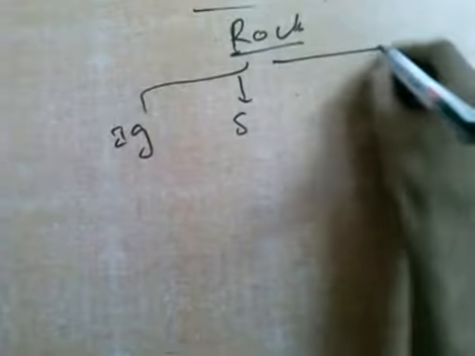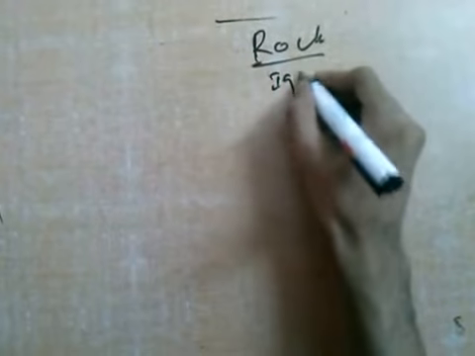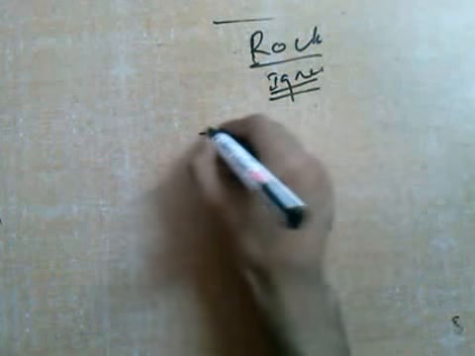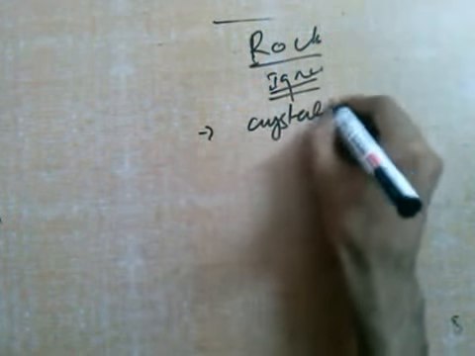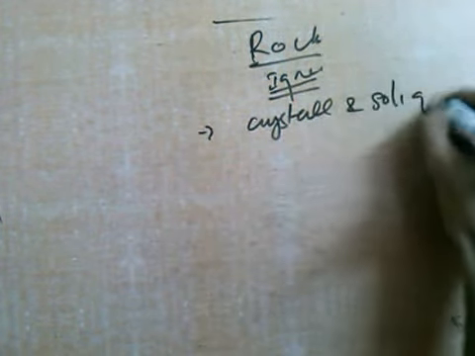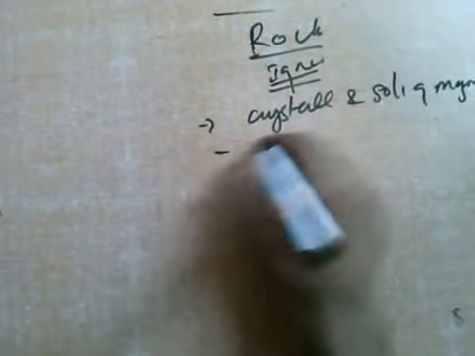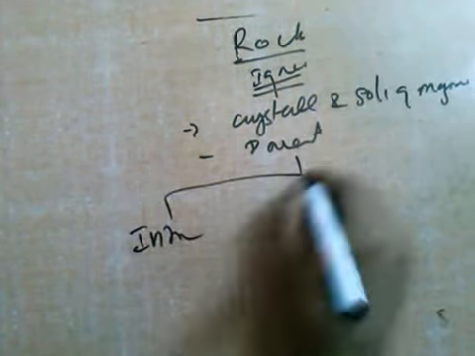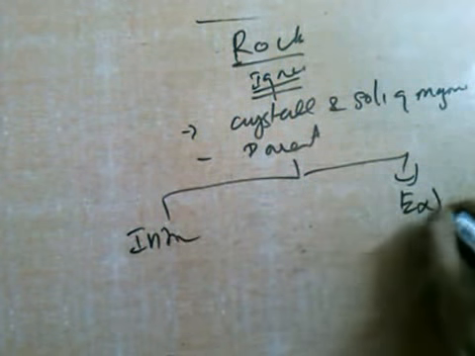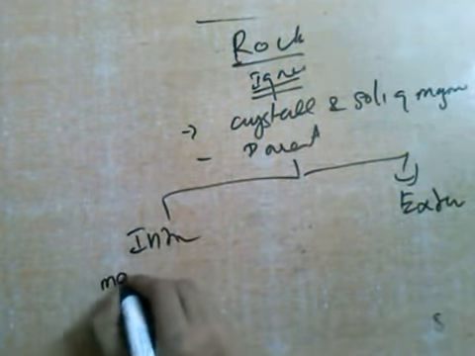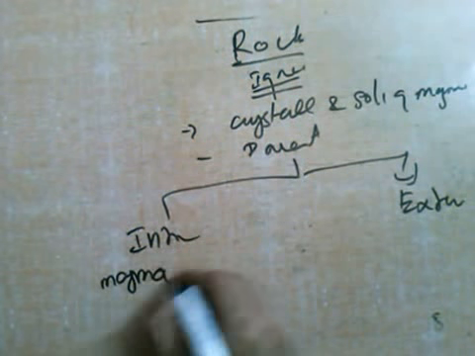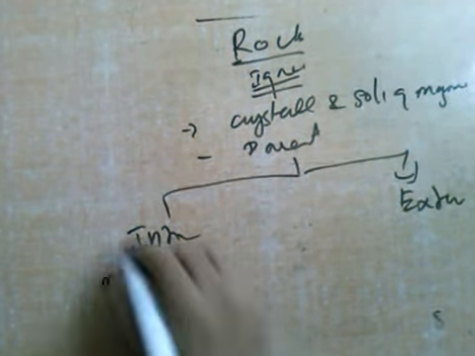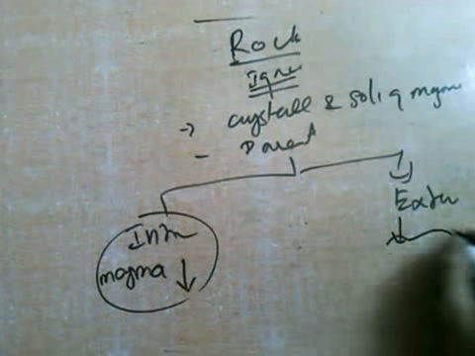Three types of rocks: igneous rocks, sedimentary rocks, metamorphic rocks. First we are going to see igneous rocks. Igneous rocks are rocks formed by crystallization and solidification of magma. It's a very important point. This is also called parent rock. It is of two types: intrusive and extrusive. Intrusive is magma formed beneath the surface of the earth. Extrusive is at the surface of the earth.